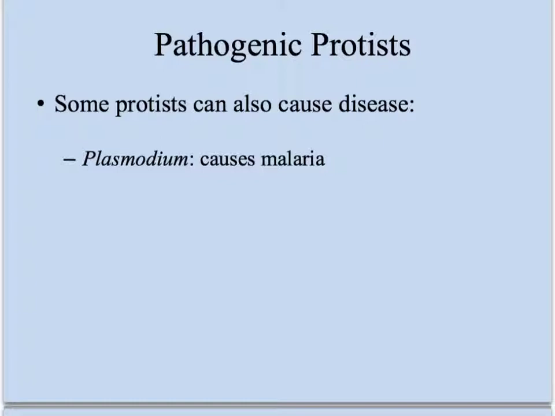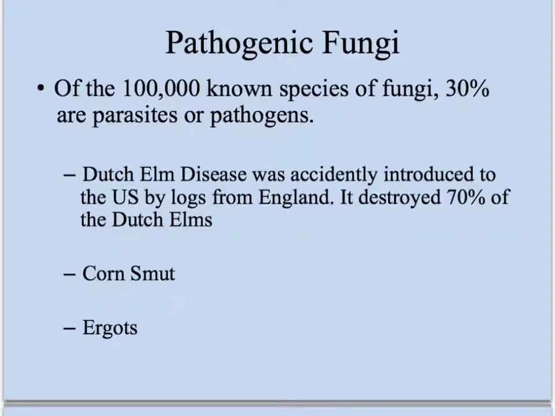Okay, on these next few slides, you don't need to write anything. This is just so you understand that there are pathogenic protists and there are pathogenic fungi. Plasmodium is a protist which causes malaria, so it's a pathogen. Of the 100,000 known species of fungi, 30% are parasites or pathogens.